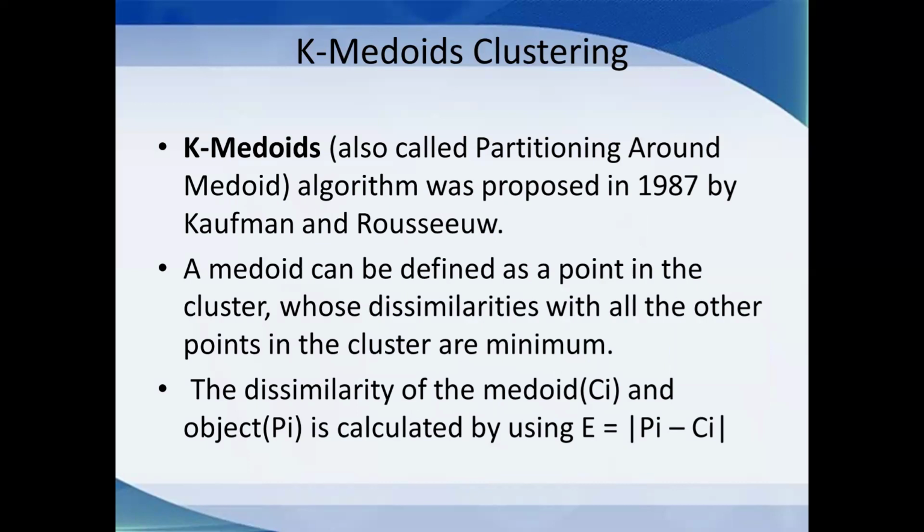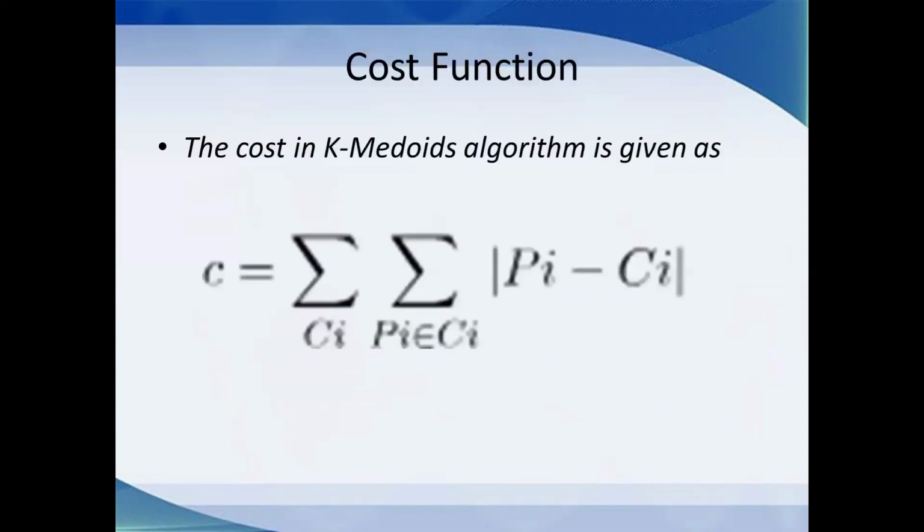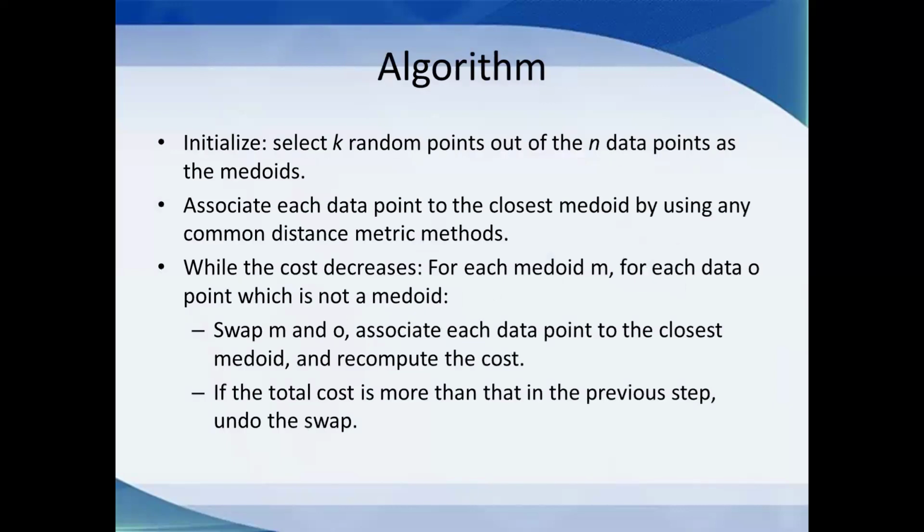Here, the Medoid is defined as the point in the cluster whose dissimilarity with all other points in the cluster will be minimized in this method. The similarity as well as dissimilarity between the Medoid point and all other points in the data set will be calculated using some distance measures. This formula is used for calculating the cost of the cluster.